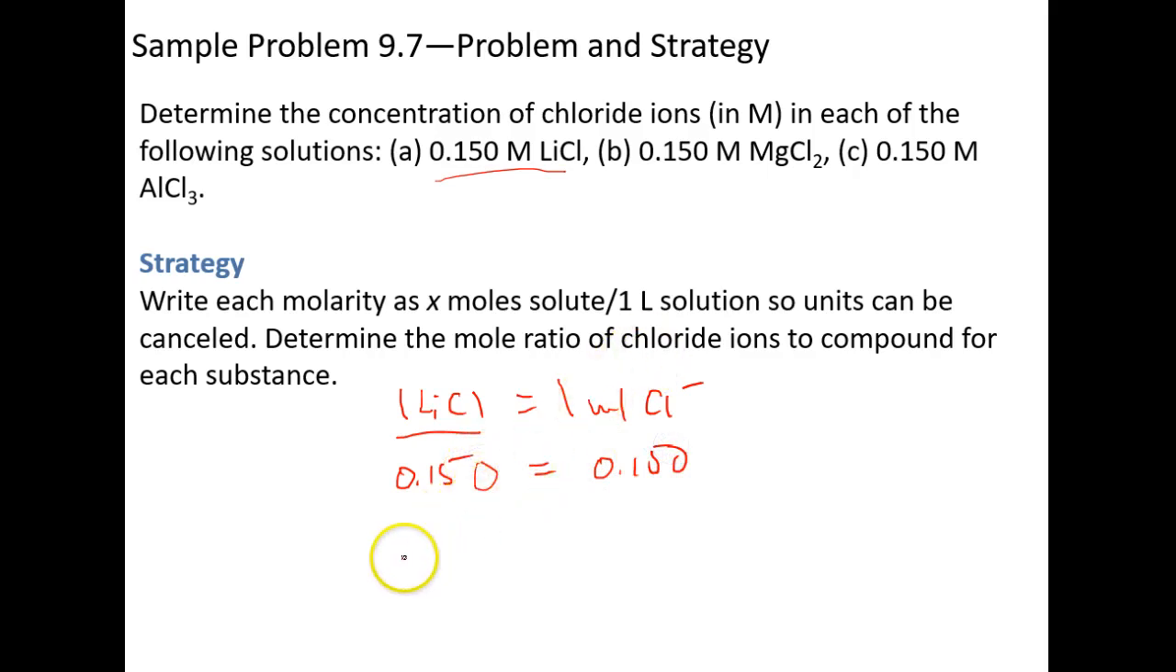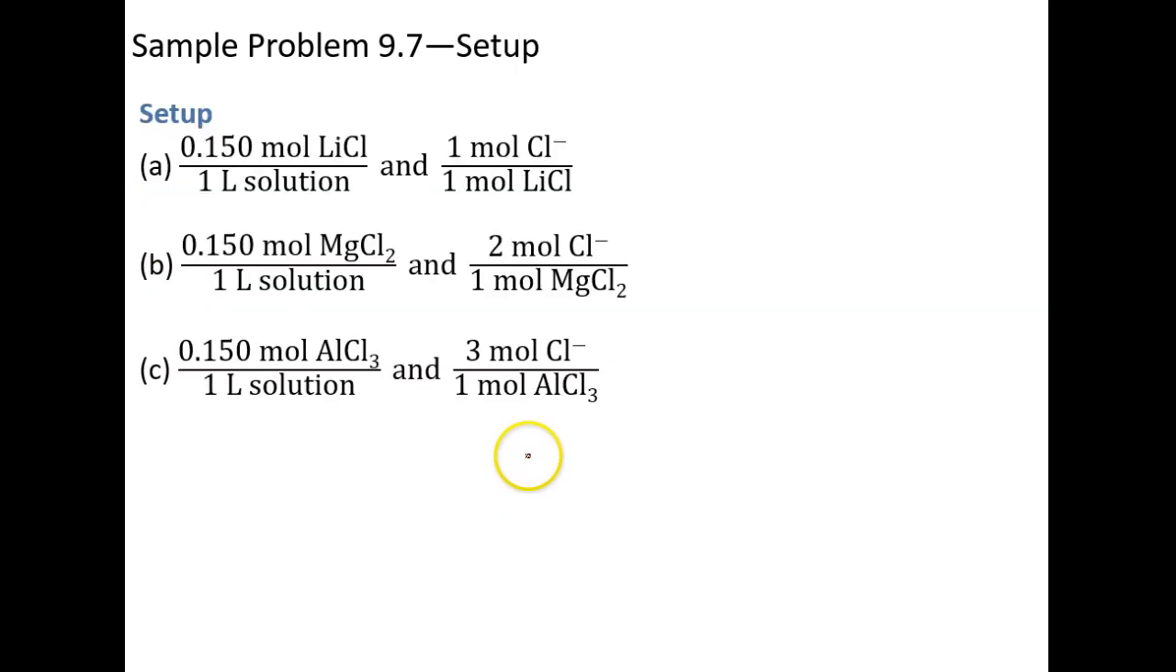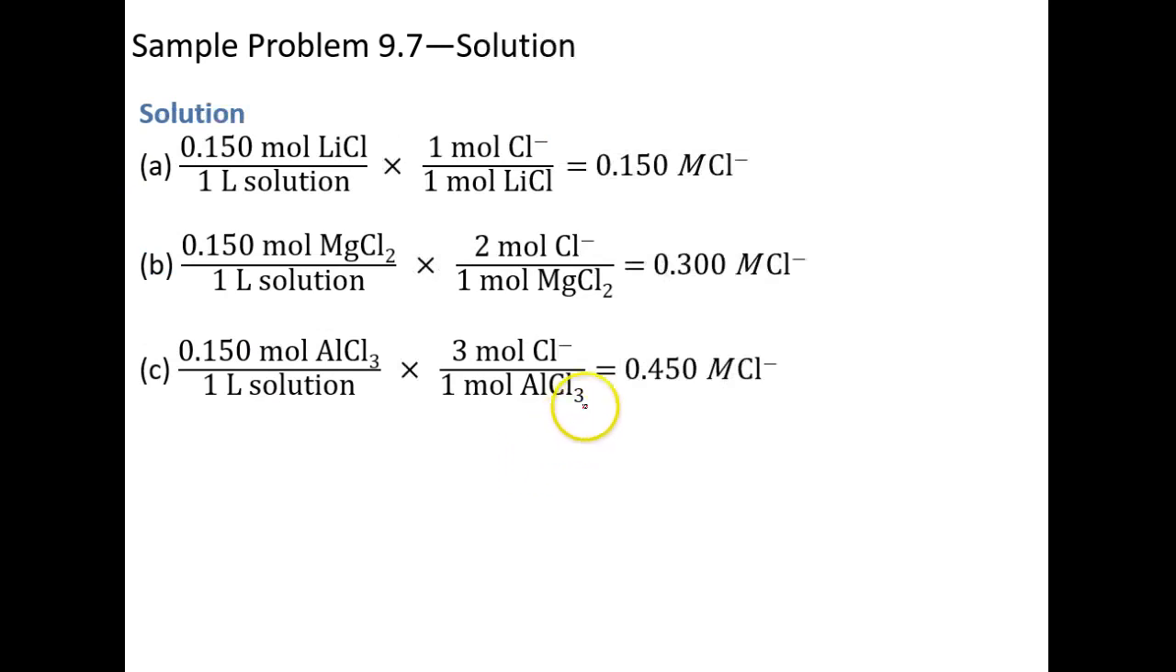Okay? Now, in the magnesium chloride, for every 1 magnesium chloride, I've got 2 chloride ions. Well, if I take a 0.15 molar solution of this, I'm going to have twice the amount of that. And then for the aluminum chloride, I'm going to have 3 times the amount. So it's that straightforward. Again, this is a mole to mole conversion.